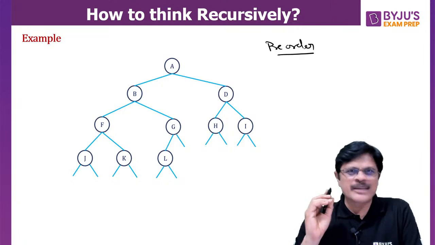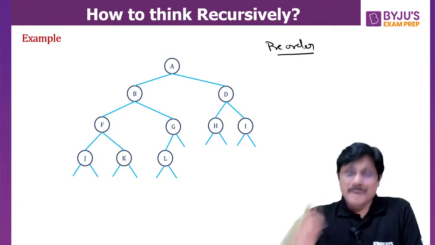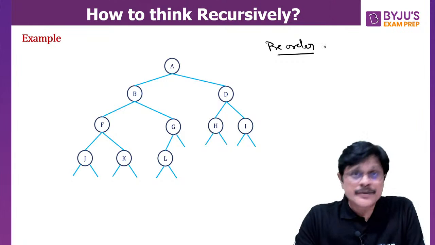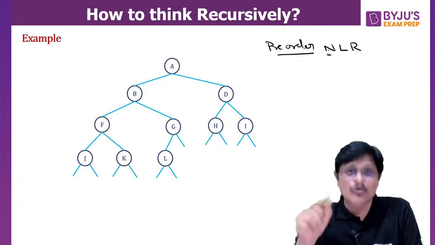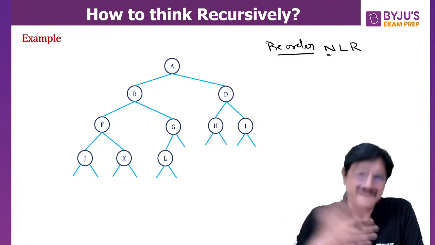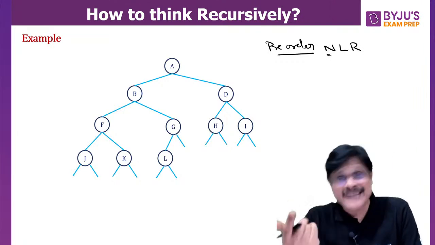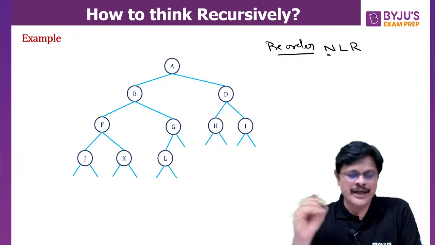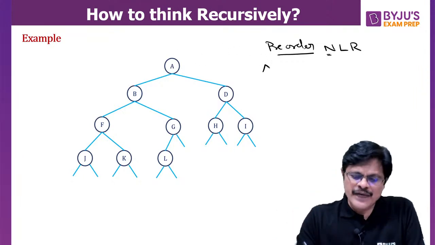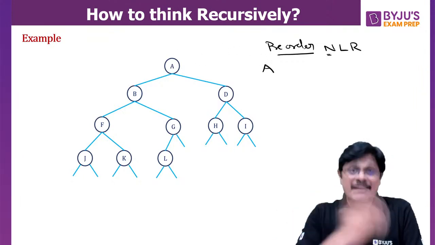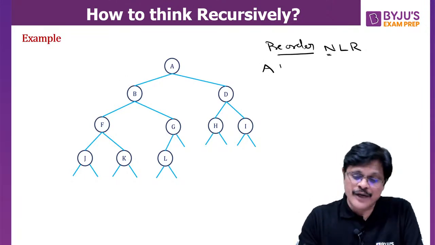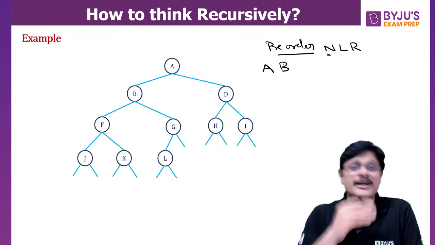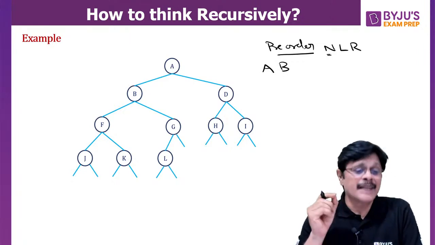See, pre-order means what, sir? Pre-order means first the root node, then the left subtree, then the right subtree. Here N means the root node, then the left subtree recursively in pre-order, then the right subtree recursively in pre-order. So here first we write A, then the left subtree we have to visit recursively in pre-order. Pre-order means first we visit the root node, then the left subtree needs to be visited recursively in pre-order manner.